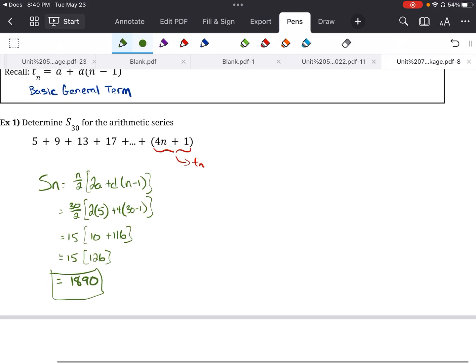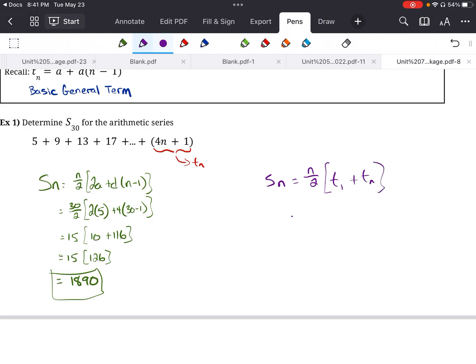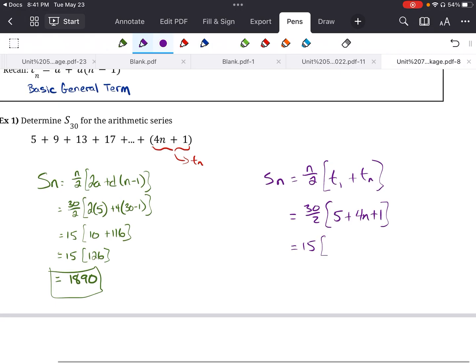Okay, if you wanted to do it with the recursive term for sum, so we have t1 plus tn, so 30 over 2. The first term is 5. The last term is 4n plus 1. So we have 15. We collect like terms inside the brackets: 5 plus 1 is 6. So we have 4n plus 6.